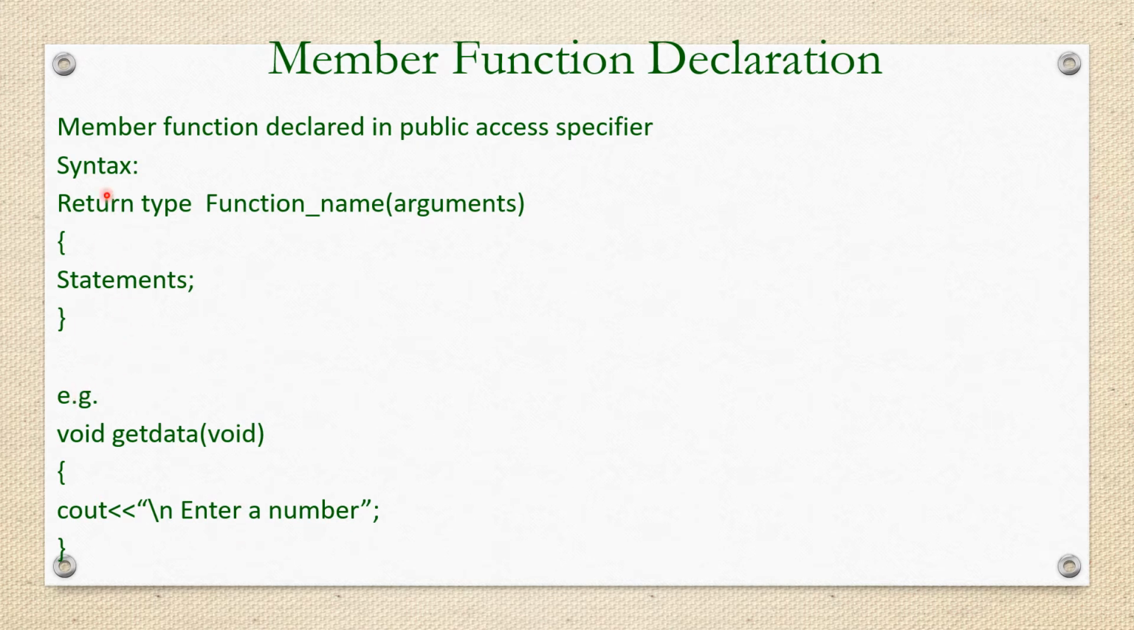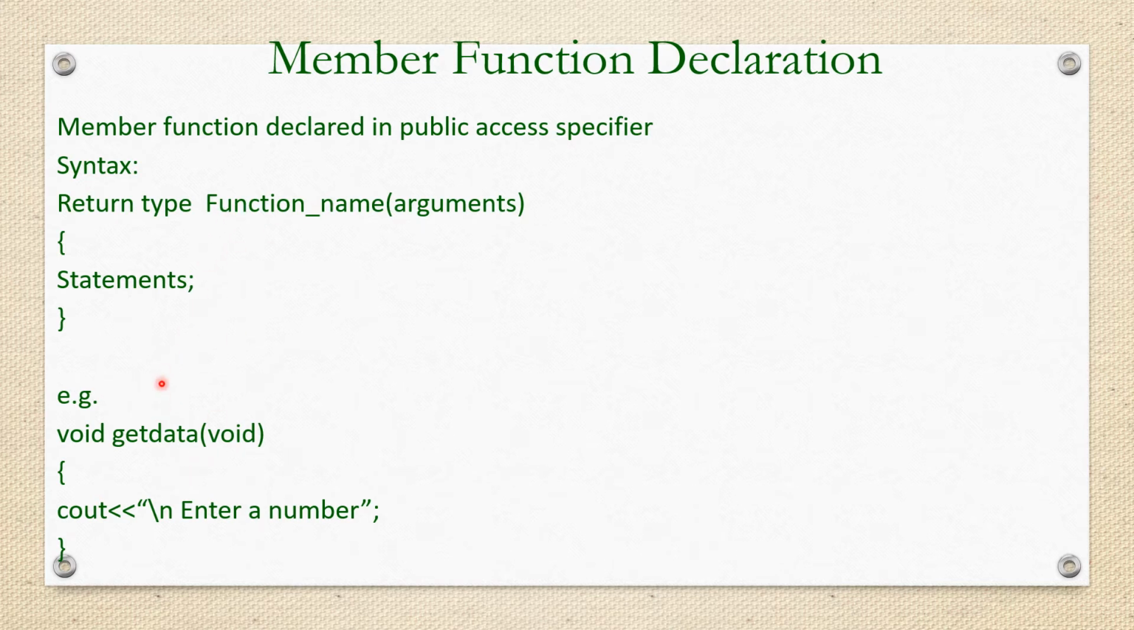Okay, so the example will be return type. What return type will be there? Return type can be void, integer, character, float. Suppose I want the return type as void, so how will I write it? Void is a keyword. Remember that void is a keyword. Then the function name is nothing but your get data.